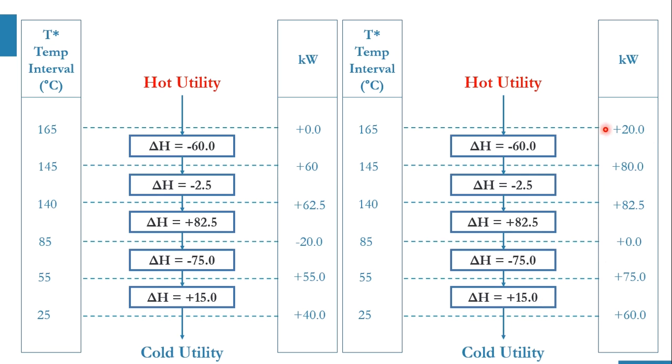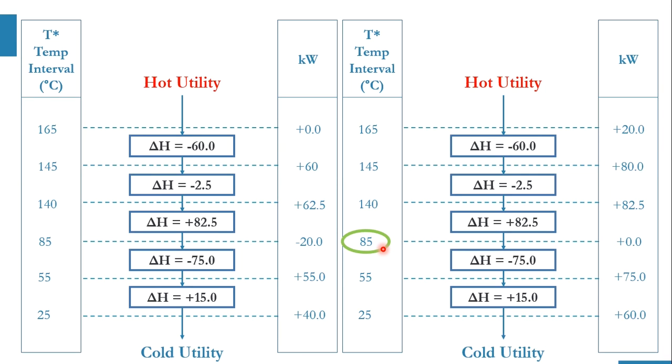So this is a feasible cascade, because all the values are positive over here. The upper value represents the hot utility, which is 20 kilowatt. The lower value, or the end value, represents the cold utility, which is 60 kilowatt, and you have calculated these values in the graphical method as well. Pinch temperature corresponds to that point at which in the feasible cascade you are getting a 0 value, which corresponds to a temperature of 85 degrees centigrade.